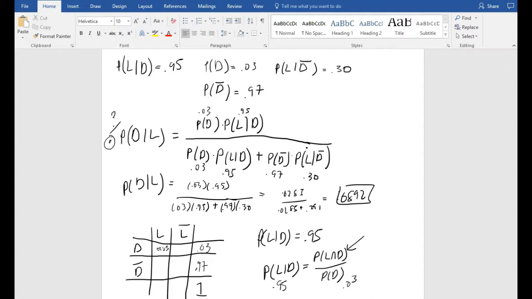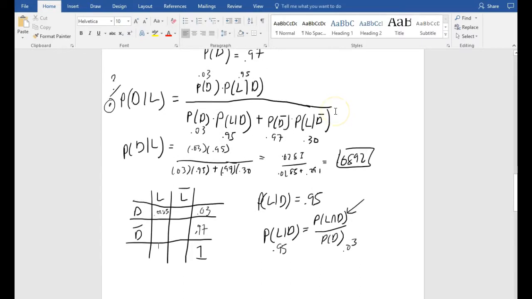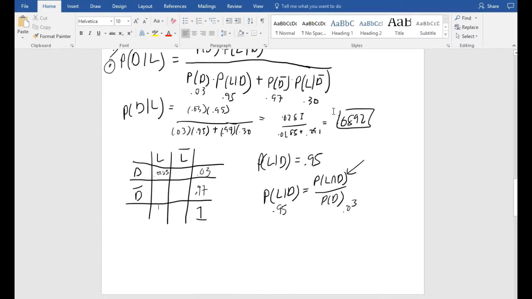Okay, and we will move down again, noting that the other conditional probability that we have is the probability of L given not D, and we know that that is equal to 0.3. So we would write that into our conditional probability form. L given not D is going to be equal to the probability of L and not D all over the probability of not D.